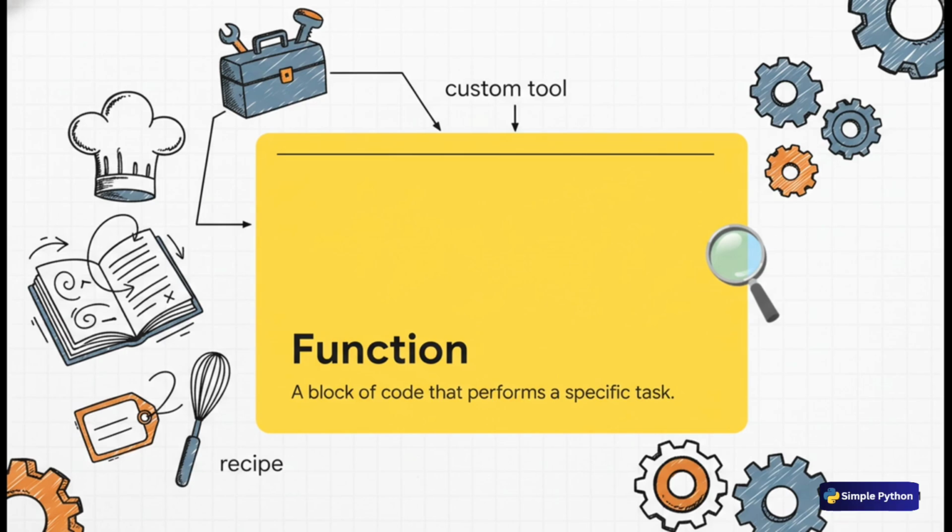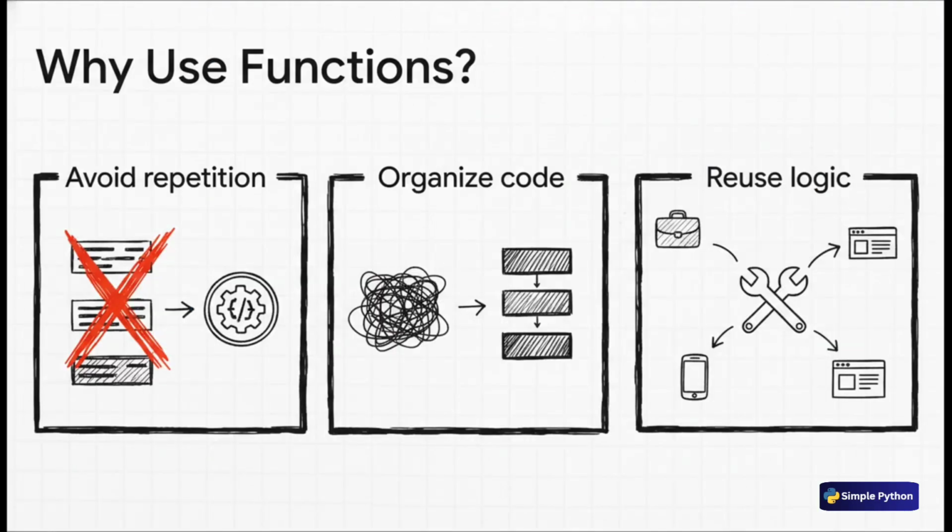A function is your own custom reusable recipe for code. And the benefits here are just huge. I mean, first off, you avoid repeating yourself. This is a massive principle in programming called DRY. Don't repeat yourself. Second, your code becomes so much cleaner and more organized. And third, you can reuse that little piece of logic anywhere, anytime.